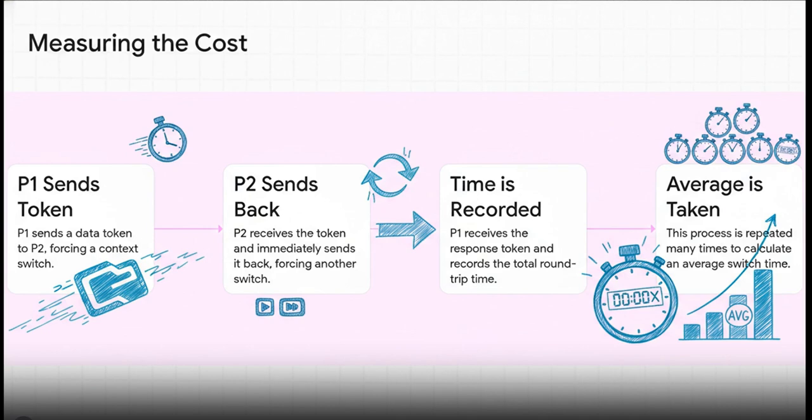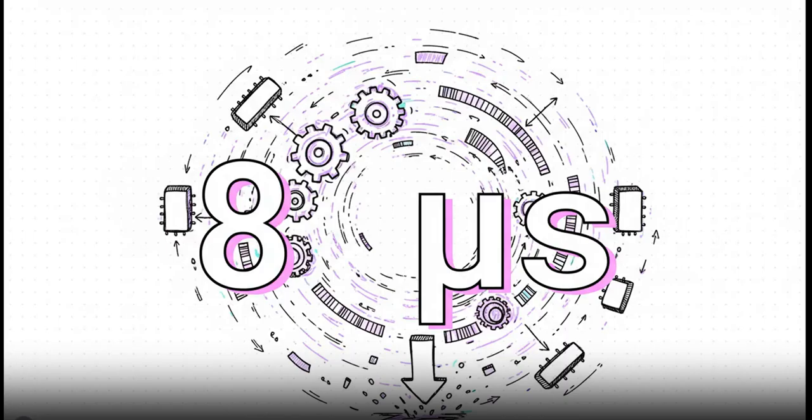Well, engineers came up with a really clever trick. They basically set up two processes to play a game of digital catch. Process 1 sends a little token over to process 2, which forces a context switch. As soon as process 2 gets it, it immediately sends it right back, forcing another switch. By timing this entire round trip with incredible precision, they can figure out how much time was spent just on the switching itself. So, what's the actual cost?